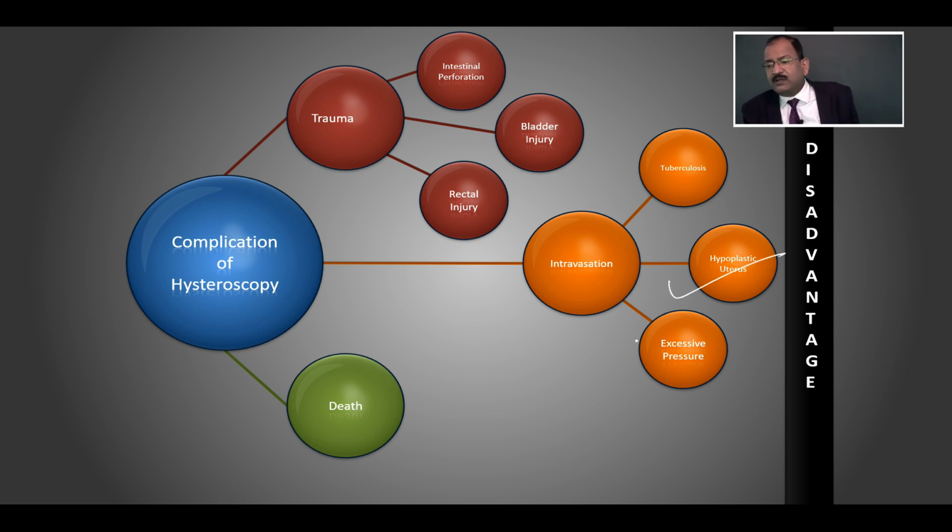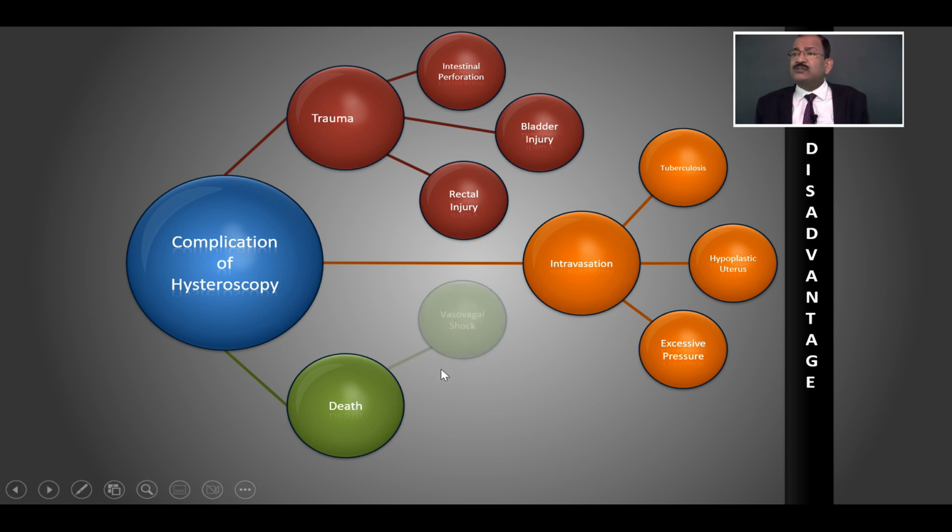Hypoplastic uterus is also one of the reasons intravasation can happen. And as we know, if glycine creates intravasation, hyponatremia will happen, and distilled water will create intoxication. Glucose solution is good, that can be used. Many people, that's why, prefer glucose solution even for operative hysteroscopy.